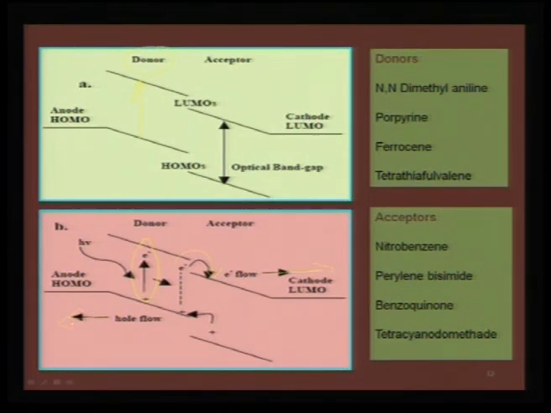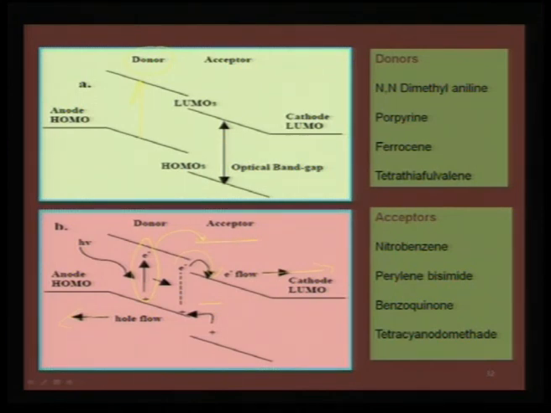So, the combination of your donor and acceptor depends on the HOMO-LUMO levels of your donor and acceptor molecule. If the HOMO level of your acceptor is going to be here, then the promotion of the holes will not be synchronized. Similarly, if the LUMO level is going to be here, then there will be a barrier for this electron to be injected to the acceptor level. Therefore, this match has to be taken into care.